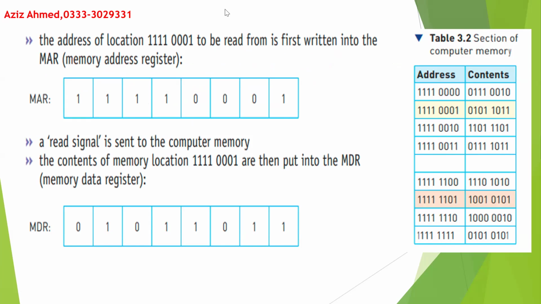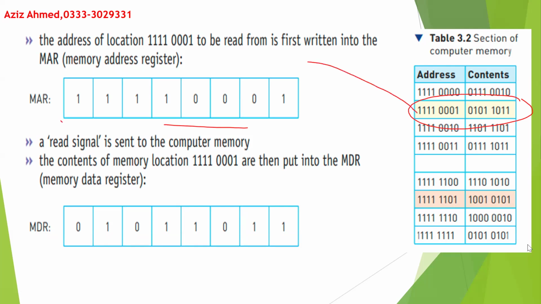Now here they have given an example. The address of location 11110001 to be read from is first written into the MAR. It said the address of location 11110001 to be read from is first written into the MAR. So this is the MAR, one of the registers.